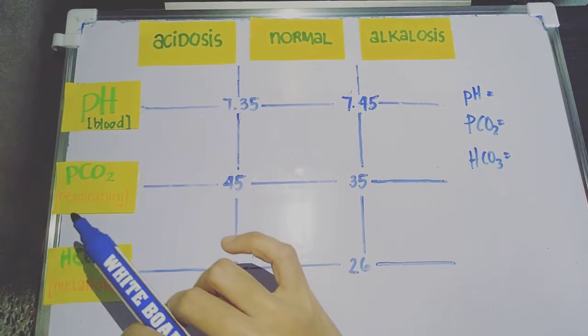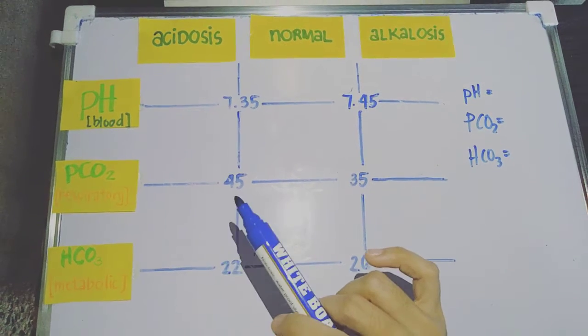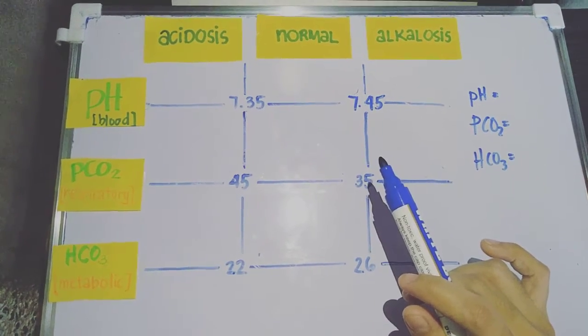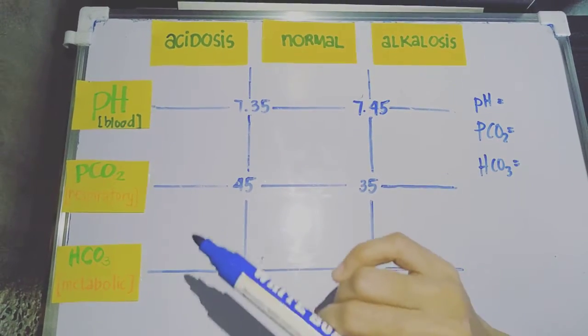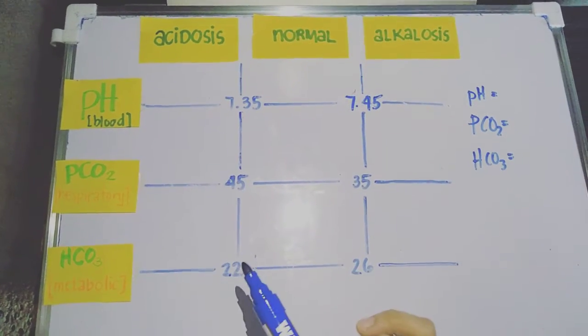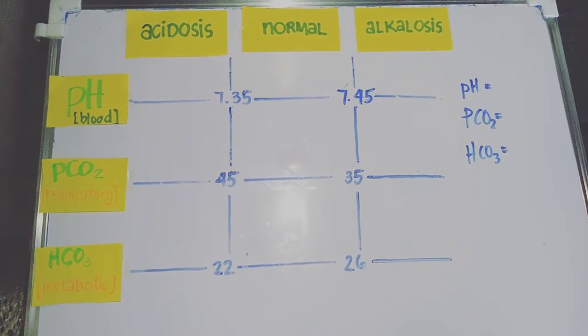As you can observe, the partial pressure of carbon dioxide goes from 45 to 35, because basically if the partial pressure of carbon dioxide is high, it is more acidic. That's why we have to put it here. And for the bicarbonate, we have 22 to 26. So let us work with our number one example.